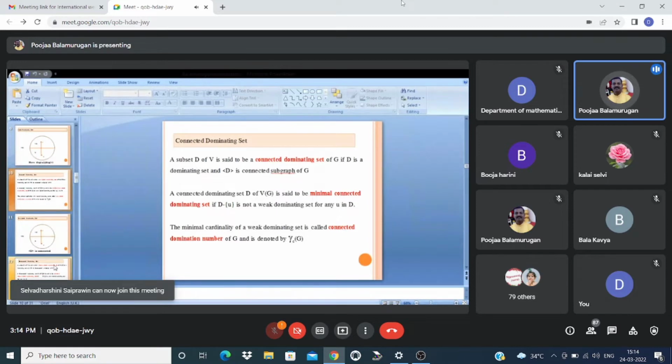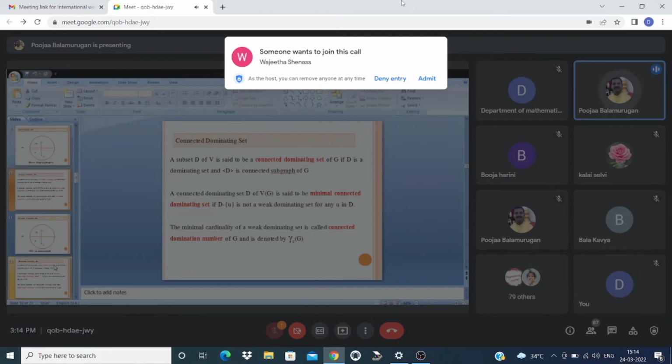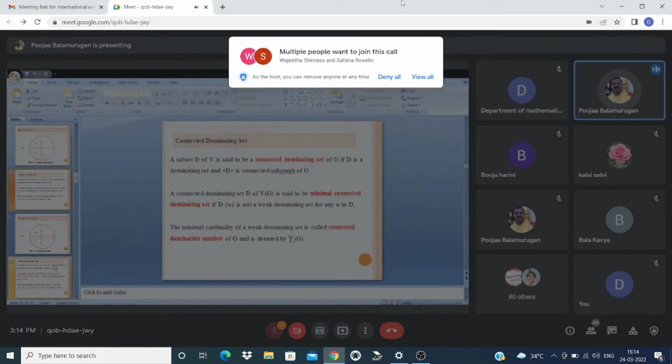So you take one subset from G. If the induced subgraph of that set is connected, it is called a connected dominating set. Right? So this is a definition introduced by Dr. E. Sampath Kumar, I think.